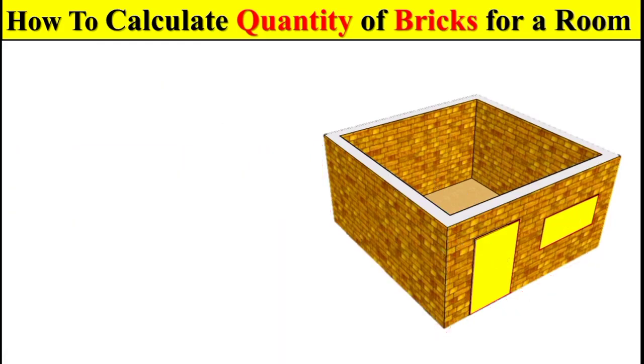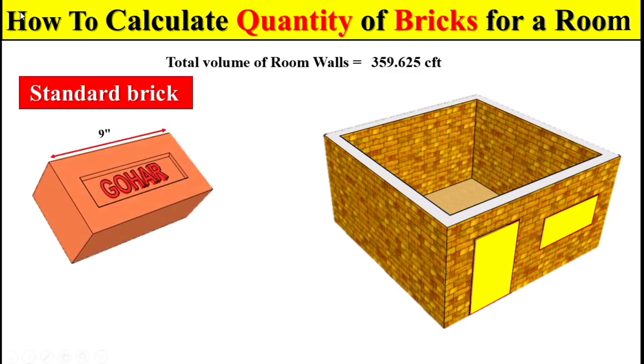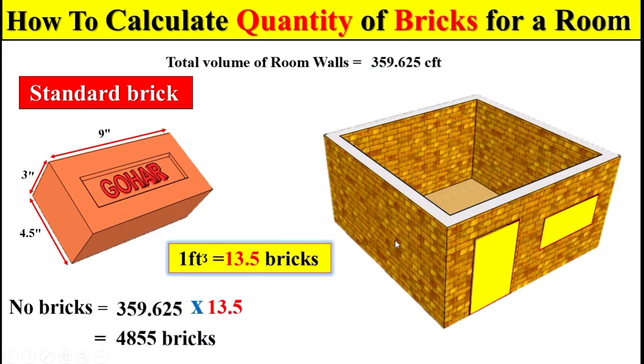So now dear students, the total net volume of the brickwork is 359.625 cubic feet, and if we use the standard brick, which is 9 inches in length, 3 inches in height and 4 inches in width, then remember, 1 cubic foot contains 13.5 bricks. So now if you want to calculate the total number of bricks in this volume, we multiply this volume by 13.5, so we can get the total number of bricks in this volume.